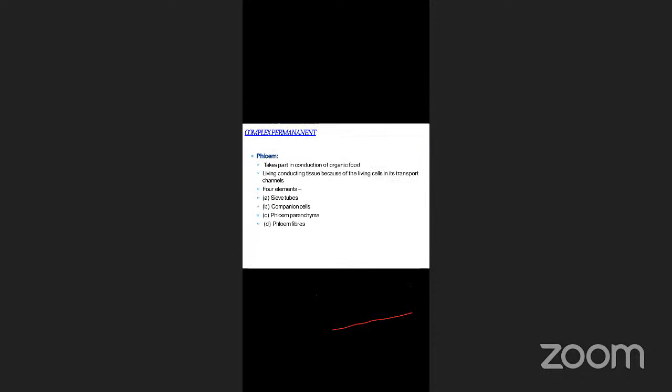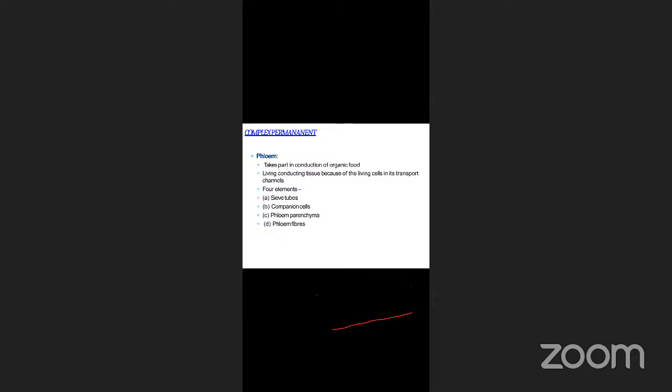Next, phloem. The main function of phloem is conduction of food material from the leaf to all parts of the plant body. Phloem is also composed of different types of elements, that is sieve elements, meaning sieve cells and sieve tubes. Both are combinedly called sieve elements.